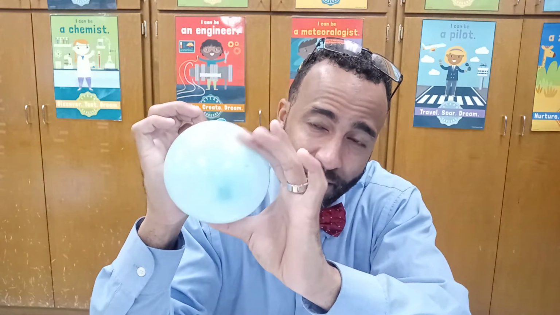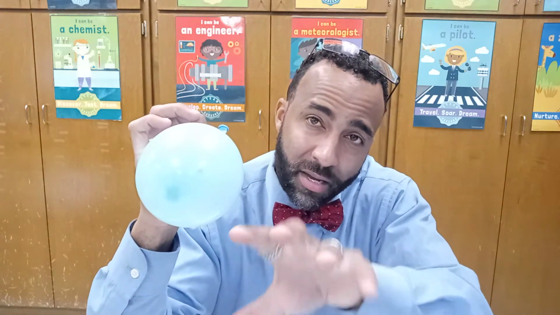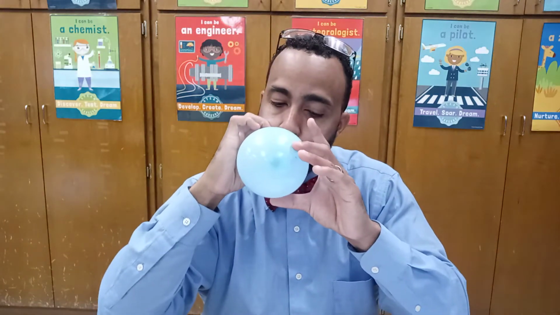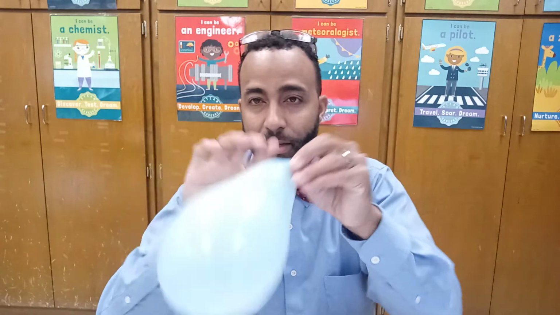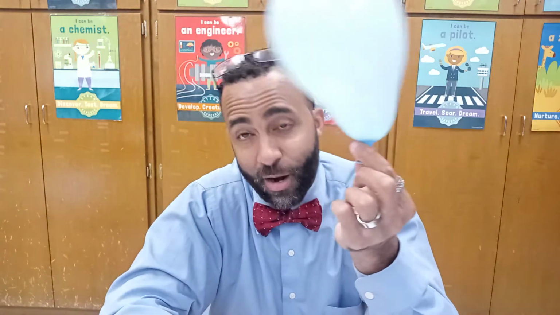Notice the shape of the balloon is changing. Notice it's changing, but it's not fixed. I can still continue to change it. So as the gases are being pushed into this plastic balloon, the shape is changing, but it's not fixed, and it will continue to change. How can I prove that? I can continue to blow. And I can go on and on.